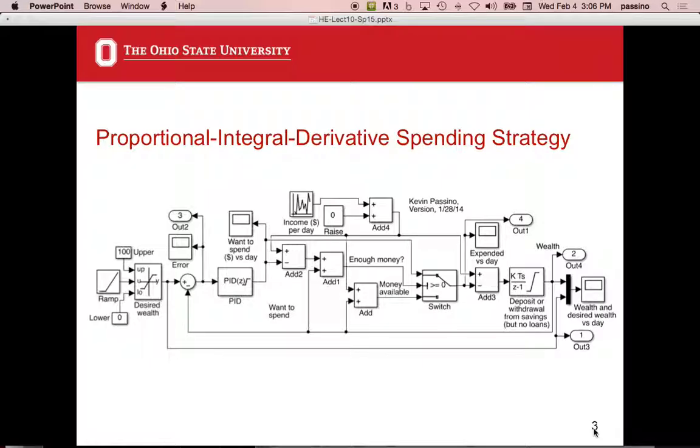Now, the rest of the middle there is for a few things. First off, on the top, you see the random income and the raise block. They add together, and that's the income. Next, this is the PID block. We're going to be talking about that in a minute. Now, this middle piece, I don't want you to worry about. I can just tell you conceptually what it's doing.